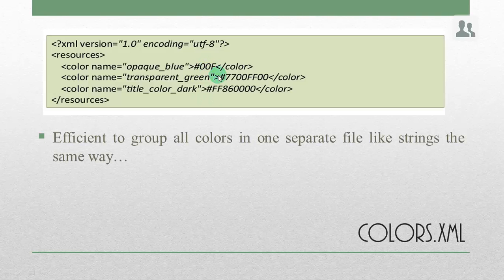So if you want to use this particular color, then you can refer to those colors with the help of this particular ID or name of the color. That is what the colors.xml file is. The benefit of this is that it is efficient to group all the colors in one separate file, the same way as the strings. So we can separate the strings, colors and styles from the different views, and those are easily maintainable in the different files.